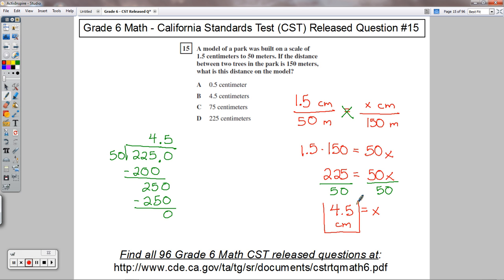Now what was that other method I was talking about? That would be to look at these values and see if you can see what one's being multiplied by to get the other one. So this one is pretty straightforward. 50 times 3 is 150. That means you could have multiplied 1.5 times the same number, times 3, and gotten 4.5. So that would be the easier way, but that only works if it's an easy number to see in terms of doing it mentally in your head. Cross multiplication, that'll always work. Either way you do it, choice B for number 15.